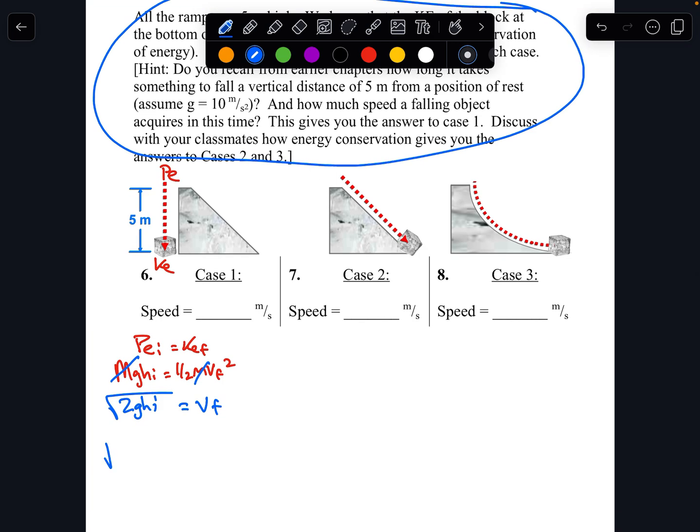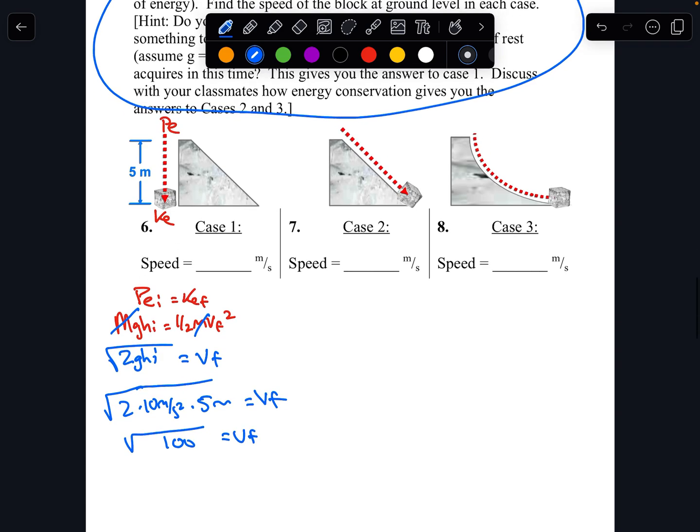So I'm going to go 2 times gravity, 10 meters per second squared, times my height, which is 5 meters. And that's going to give me my final velocity. 2 times 10, of course, is 20. 5 times 20 is 100. We're going to take the root of 100 to find our final velocity. And that, of course, folks, is just 10 meters per second.